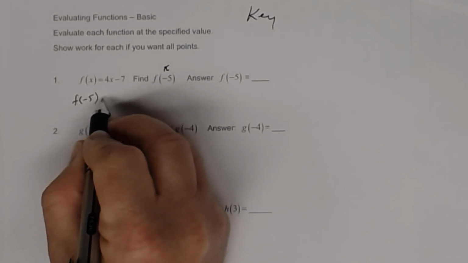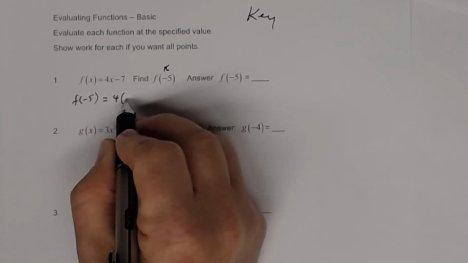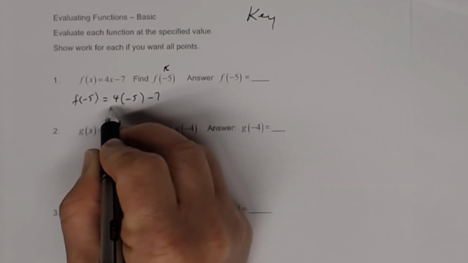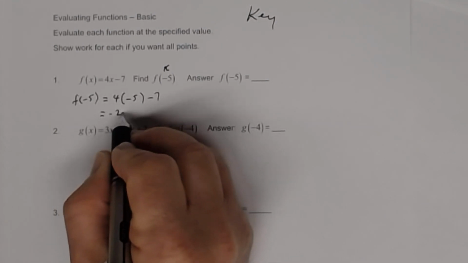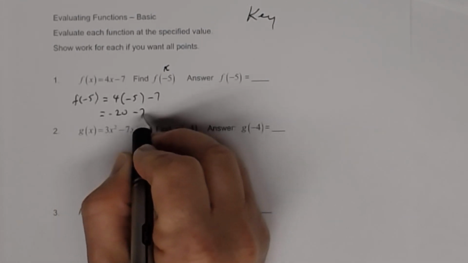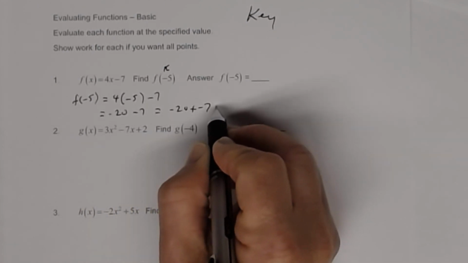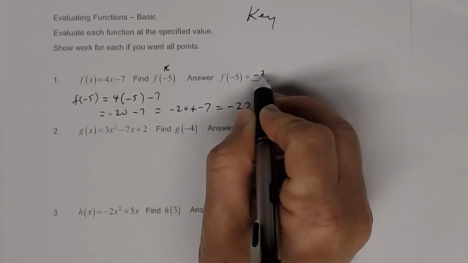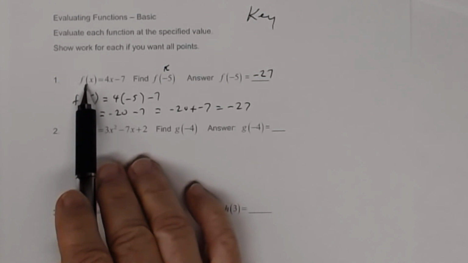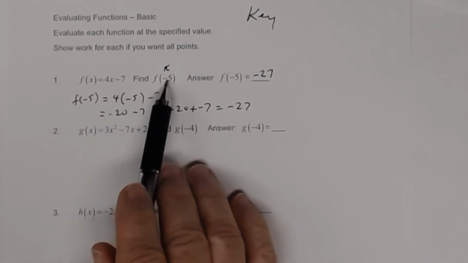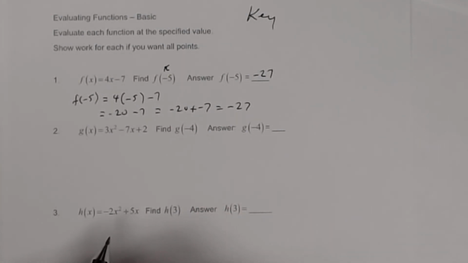You have to say f of negative 5 equals 4 times x, which I'm substituting negative 5, minus 7. And then using the order of operations, 4 times negative 5 is a negative 20, and a negative 20 subtract 7 means the same thing as negative 20 plus a negative 7, which is a negative 27. So that's the answer. Remember, f of x means the same thing as y. So that means that when x is negative 5, my y value is negative 27.